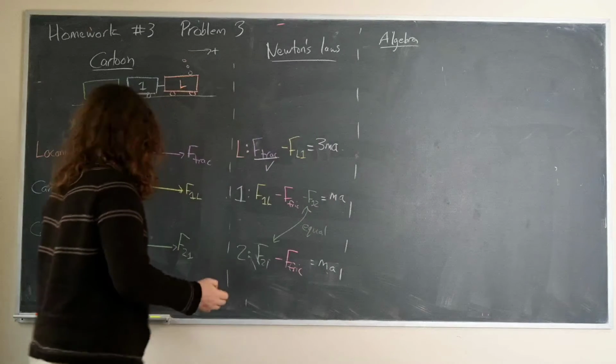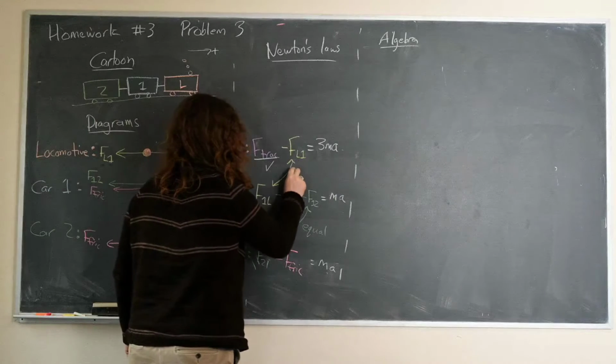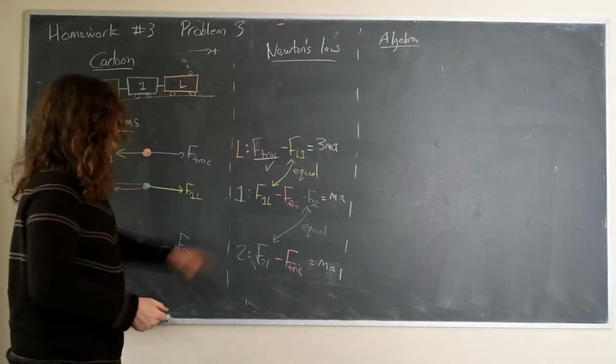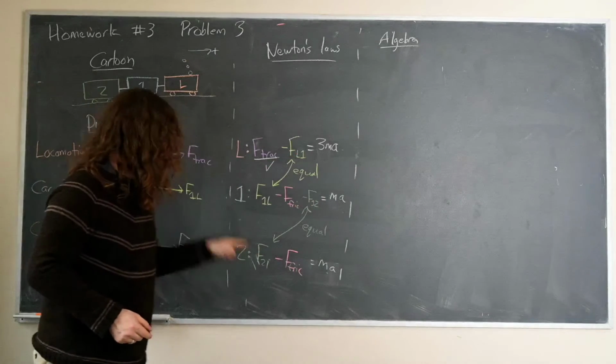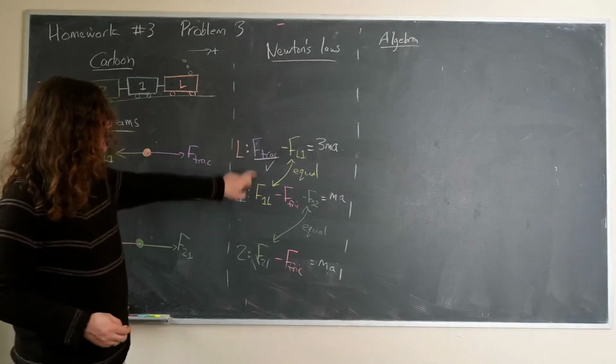Remember, Newton's third law says if one thing pulls on another, then that thing pulls back. So I've really only got 3 unknowns: the traction force, the force of the locomotive on the first car, and the force of the first car on the second car. So here's a tip. This is the thing I want.